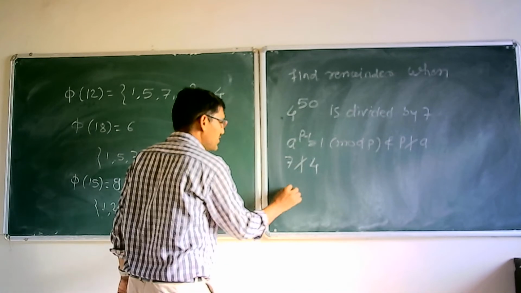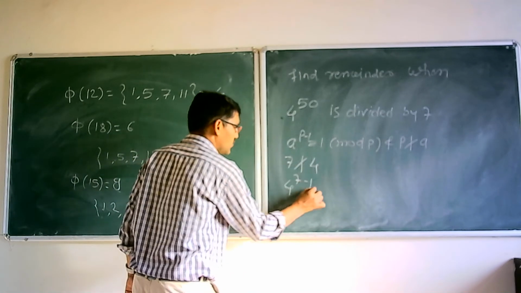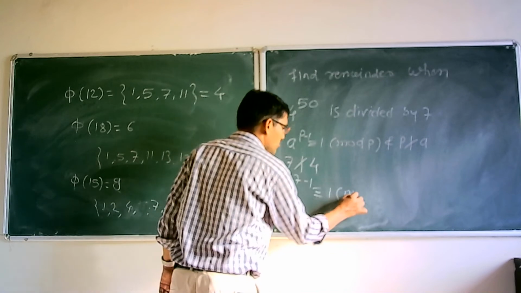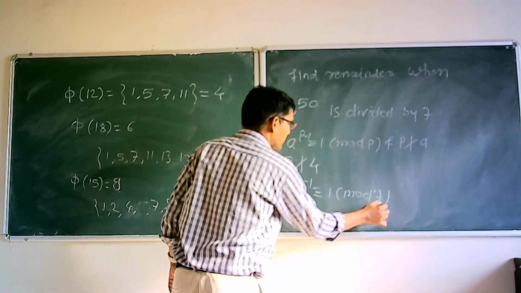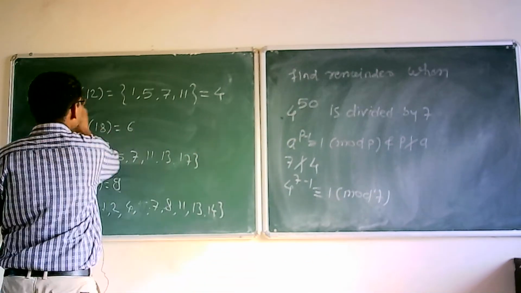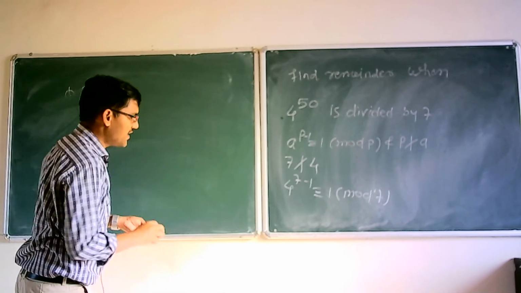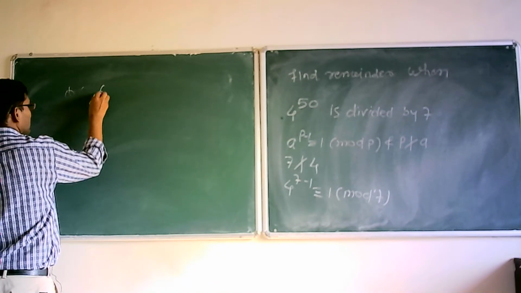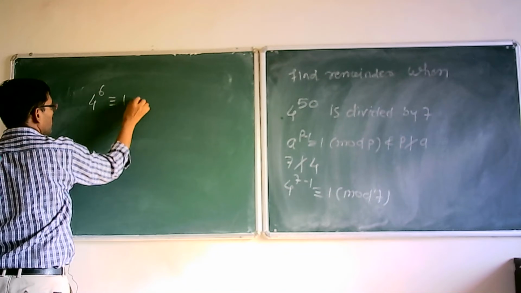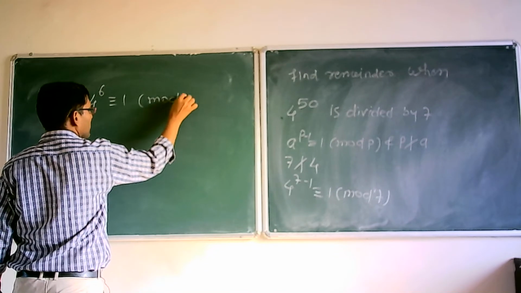So what does Fermat's theorem say? 4 raised to 7 minus 1 congruent to 1 modulo 7. Okay. So now that is 4 raised to 6 congruent to 1 modulo 7.